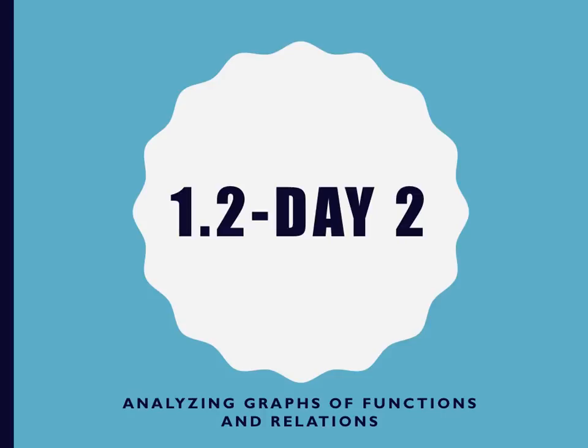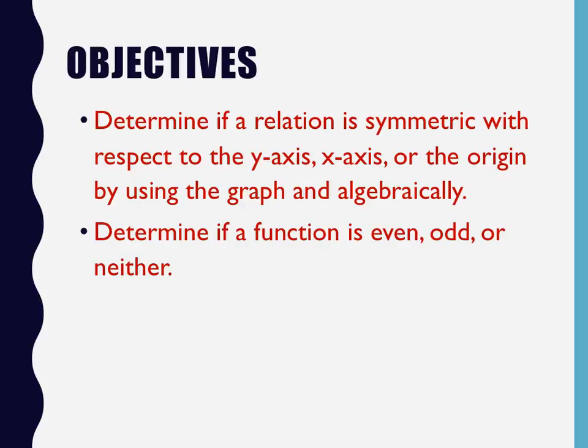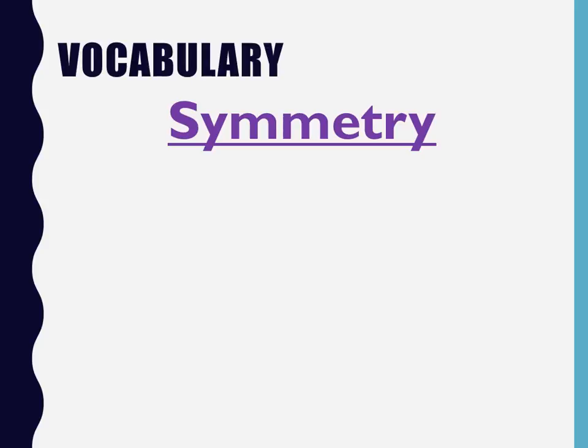Today we are going to continue on lesson 1.2. And the objectives today are to determine if a relation is symmetric with respect to the y-axis, x-axis, or origin, by using the graph and algebraic methods, and to determine if a function is even, odd, or neither. So let's first talk about symmetry.